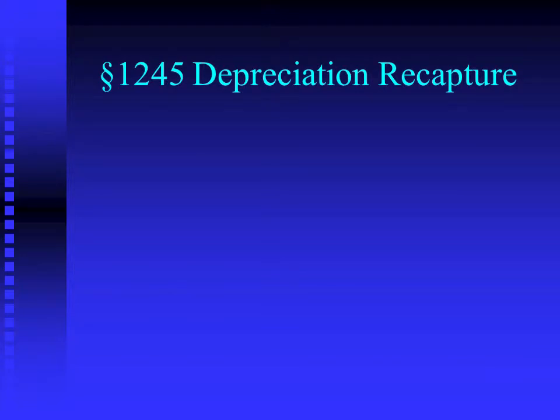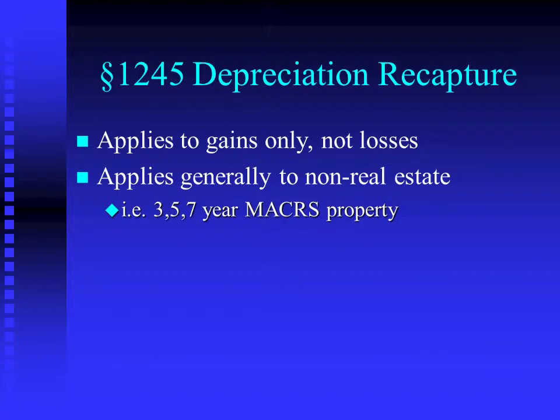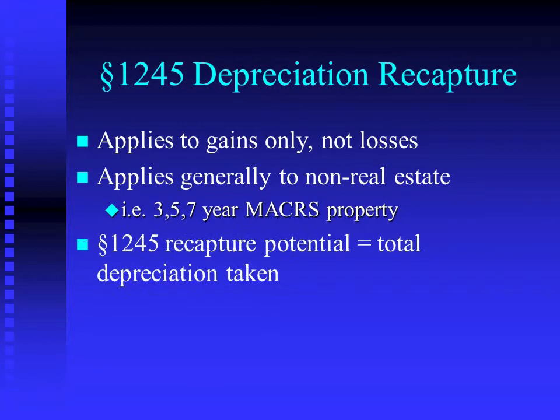So depreciation recapture 1245 means it's equipment subject to depreciation. We've held it more than a year, so it's a 1231 asset, and 1245 is just a subcategory. All right, applies only to gains. We're talking about those things that were non-commercial or residential real estate. And the potential for ordinary income, so when I say recapture potential, that means the amount of gain that could be recharacterized as ordinary gain is the total depreciation taken.